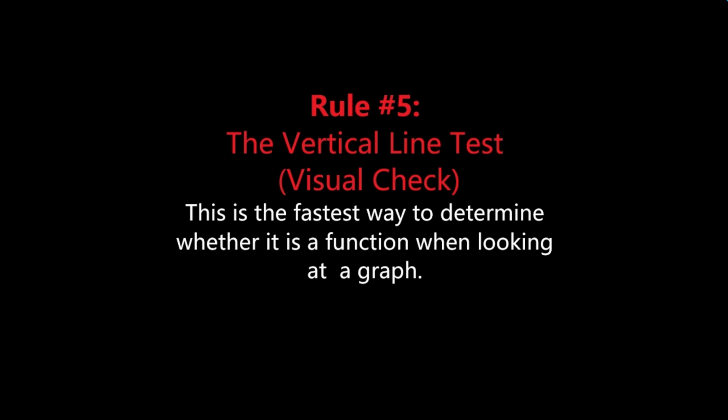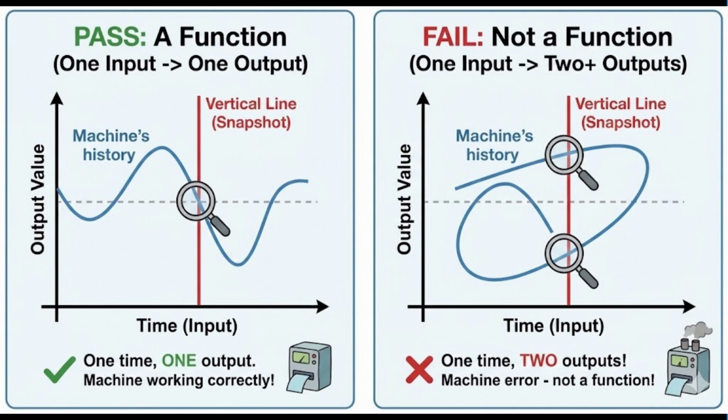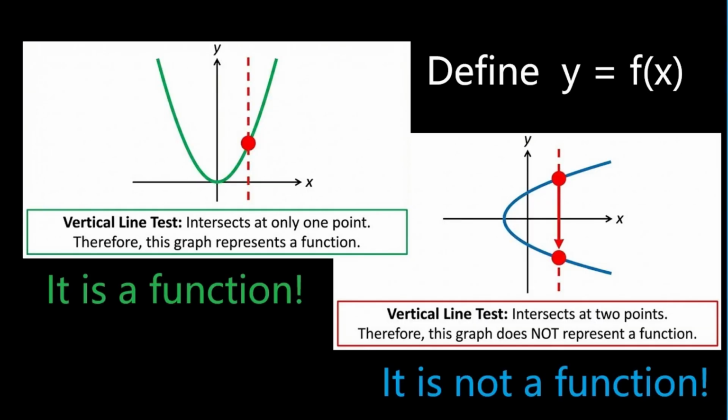Rule number 5, the vertical line test, visual check. This is the fastest way to determine whether it is a function when looking at a graph. The machine analogy: imagine taking a snapshot of the machine's history. If, at any moment, one input produces two different outputs, the machine fails. It's not a function. The math: if you draw a vertical line anywhere on the graph and it intersects the curve more than once, the relation is not a function.